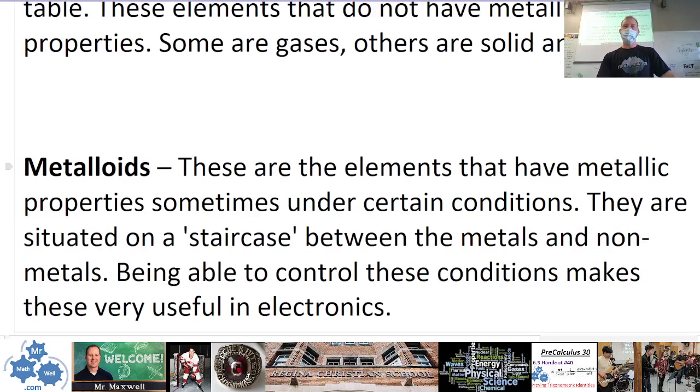Okay, the metalloids would be the ones in the middle. These are elements that have metallic properties sometimes under certain conditions. Metalloids. They are situated on a staircase between the metals and non-metals. Being able to control these conditions makes them useful in electronics. So if you want them to act like metals and conduct electricity sometimes, that's great. We'll put them under certain circumstances, they can do that. But you can also make them fairly insulative or non-reactive or non-conductive. And there's properties of both that can be used.